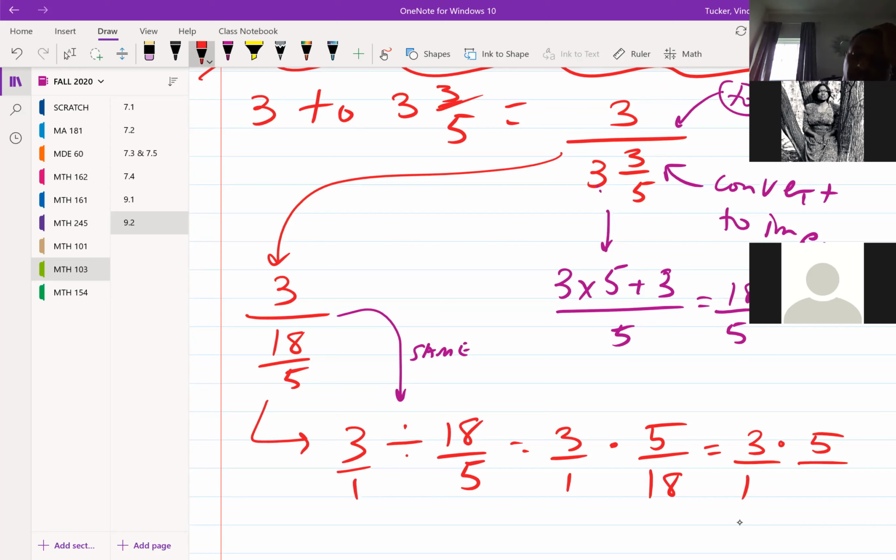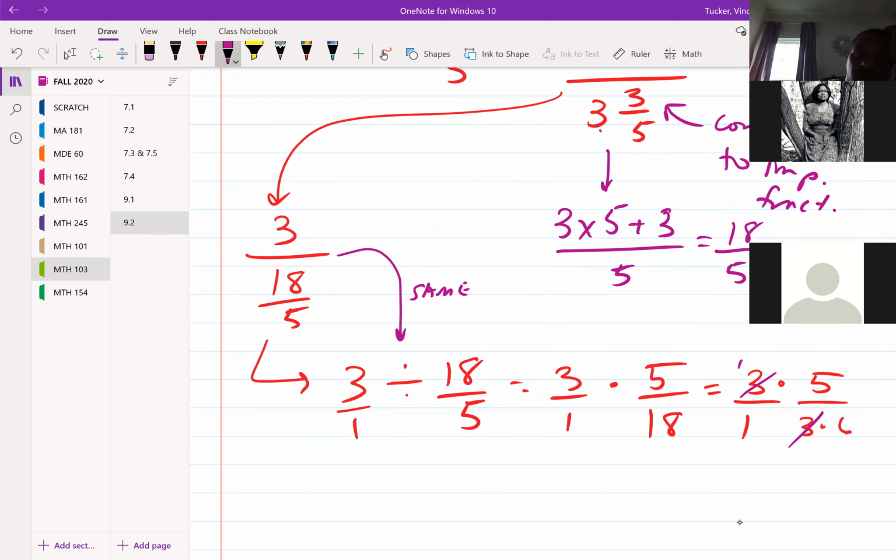So I recognize that there's a 3 and 18. Threes cancel. And that's 5 over 6. So that will be your answer in simplest form.